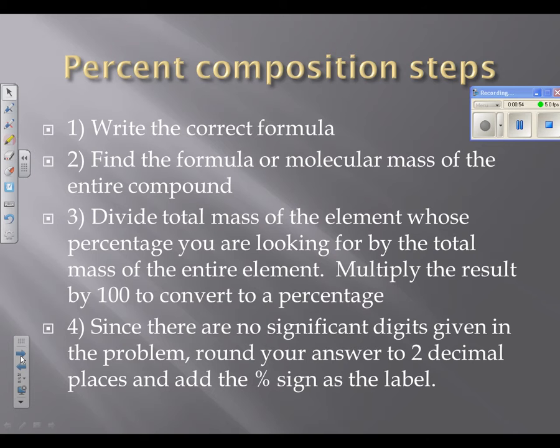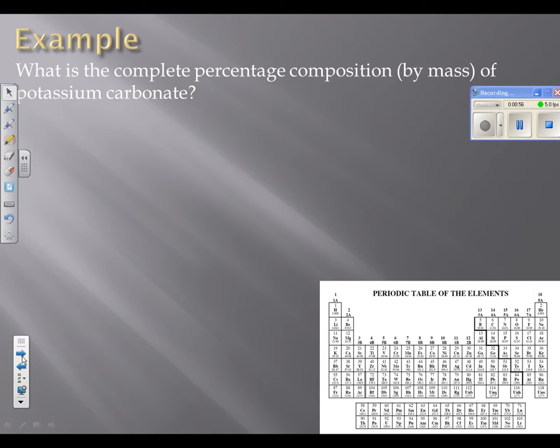We're just dealing with percentages again. Let's go ahead and get started with the work. What is the complete percent composition by mass of potassium carbonate? So the first step you've got to do is find the formula for potassium carbonate. If you don't know how to, go back and review the videos from Unit 6.